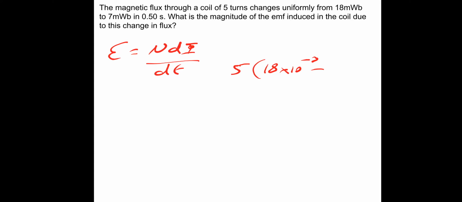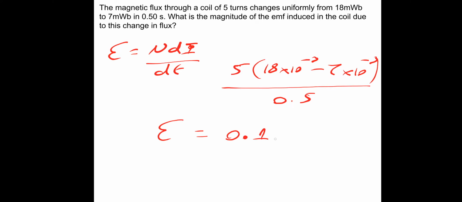So EMF is equal to N, change in flux over change in time. So we've got N of 5. Then the change in flux would be the 18 milliweber, so 18 times 10 to the minus 3 Weber, minus 7 times 10 to the minus 3 Weber. And then divide that by 0.5 seconds. And if you put that in your calculator, that will give you an EMF of 0.11 volts. That should go okay. Let's move on to the next one.